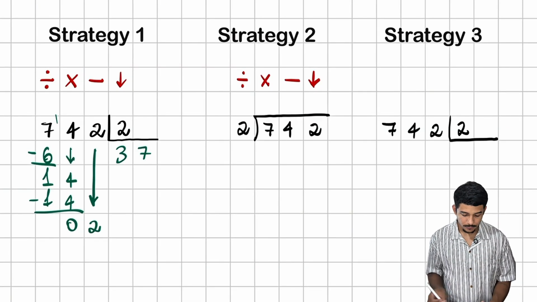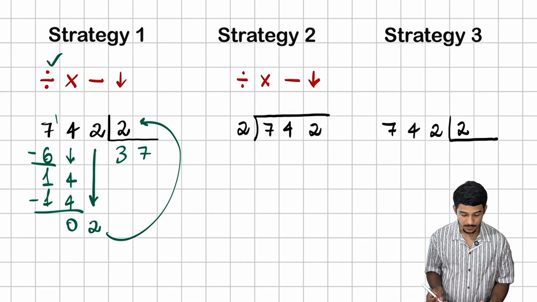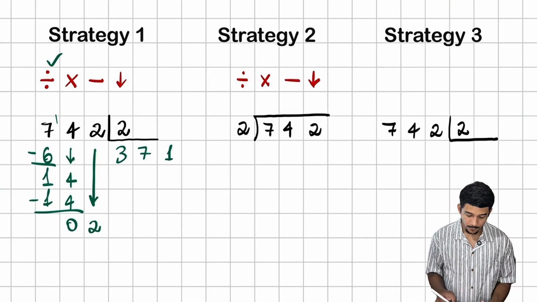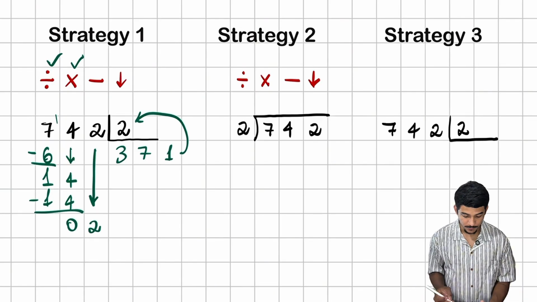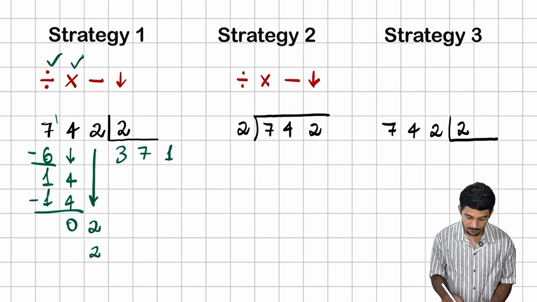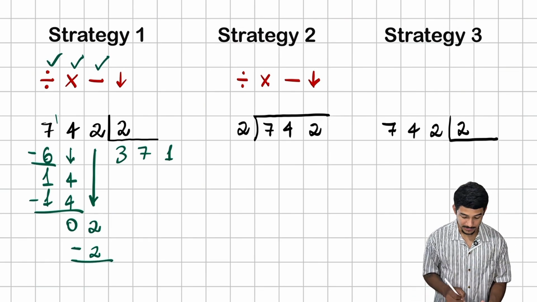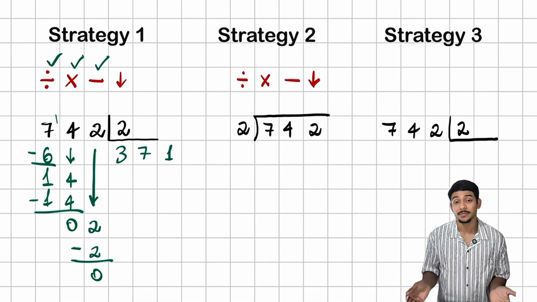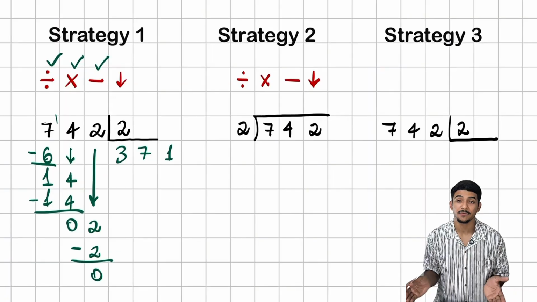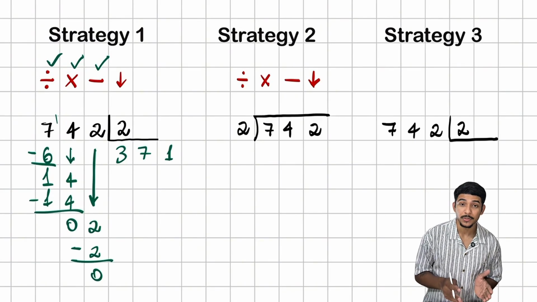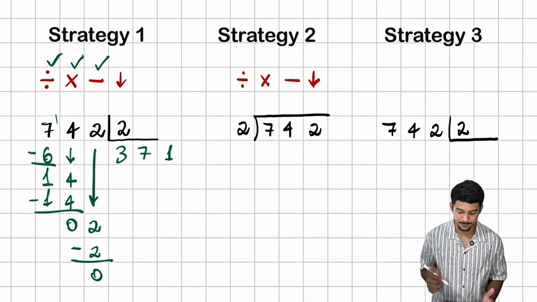Again, division. 2 divided by 2 is 1. Multiplication. 1 times 2 is 2. Subtraction. 2 minus 2, 0. And finally, you don't have numbers to bring down. So that's the end of our division. 742 divided by 2 is 371.